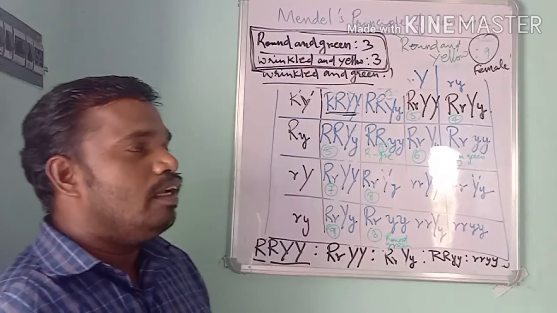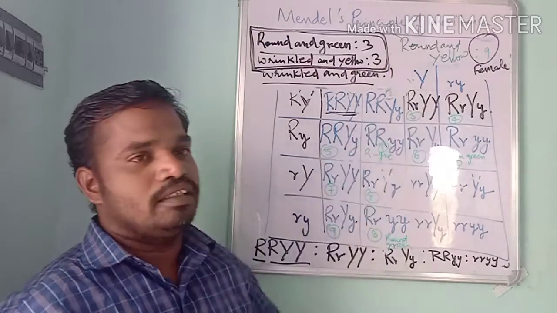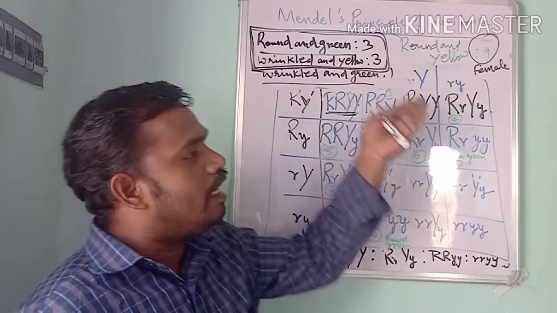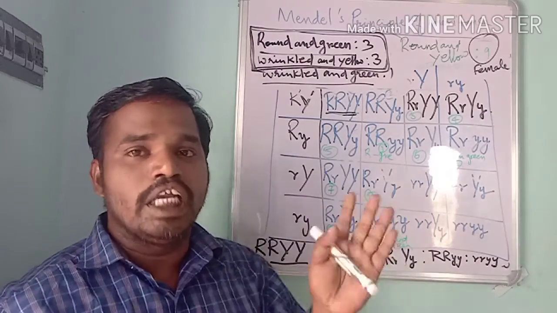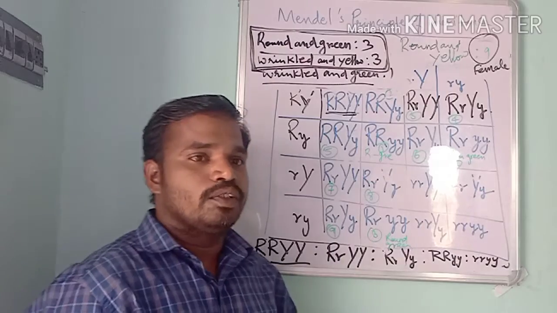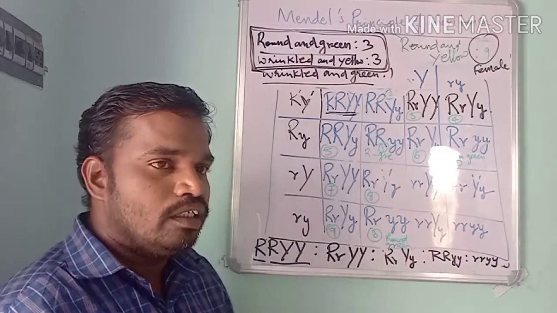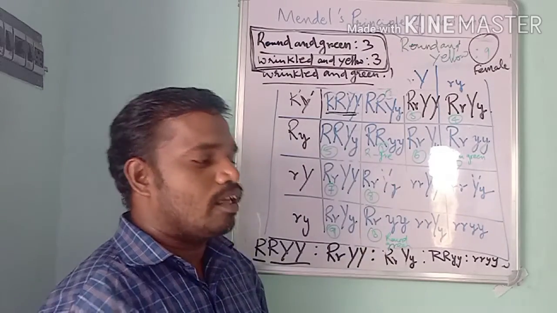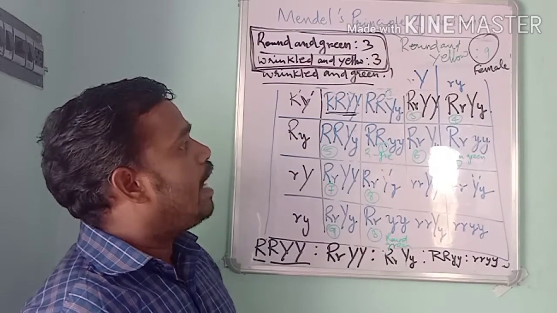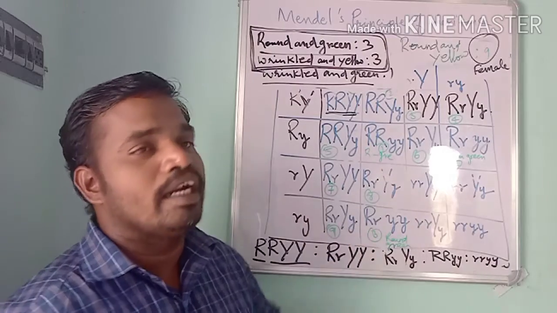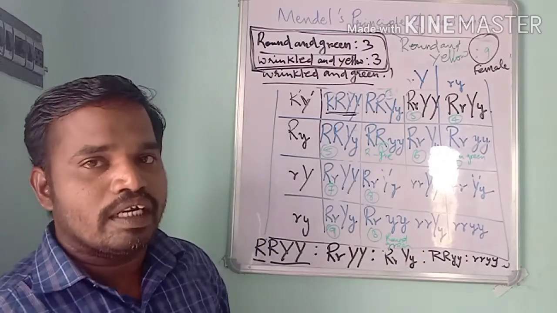So thereby he came to the conclusion, yes, one trait is not affecting the another trait. One trait is not suppressing the another trait. So these two contrasting traits are expressed individually and independently. Okay, so thereby he brought that statement, the law of independent assortment. When two pairs of contrasting traits are crossed, each trait expresses individually and independently without affecting the another trait.